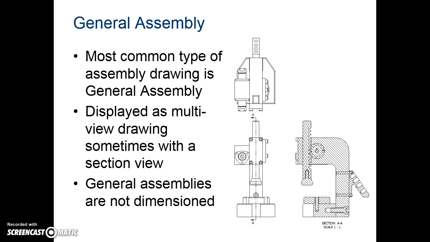General assembly. The most common type of assembly drawing is a general assembly, displayed as multi-view drawings, sometimes with a section view. General assemblies are not dimensioned.